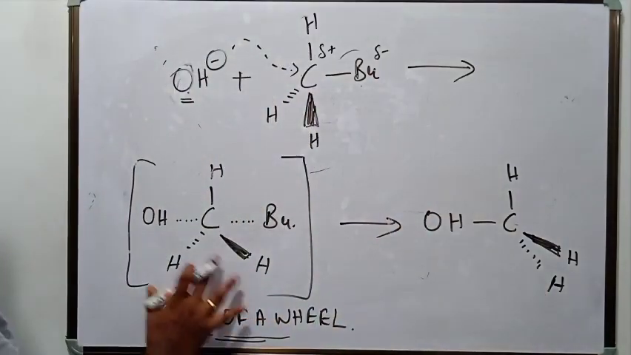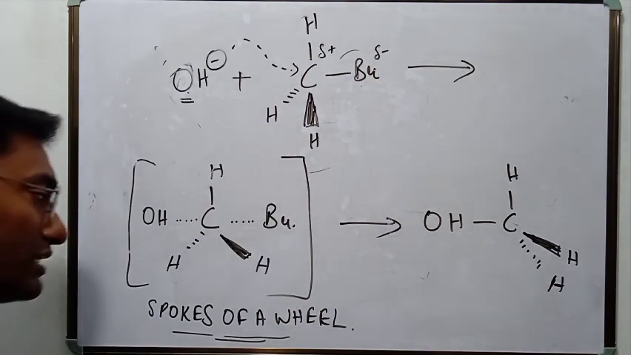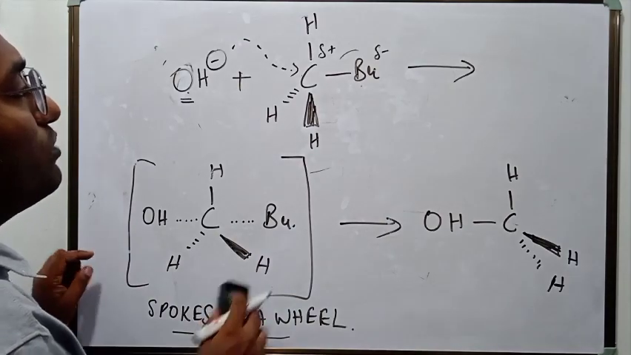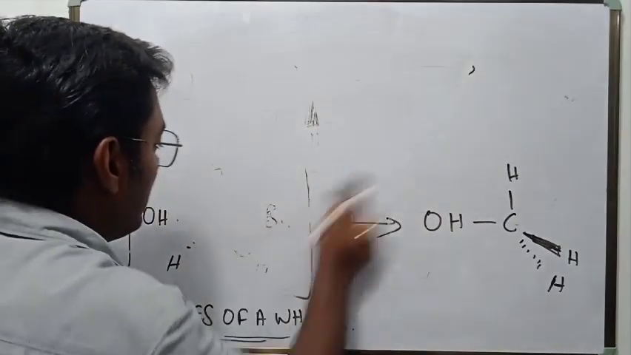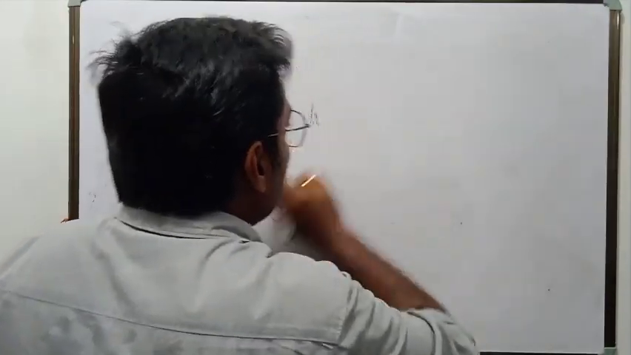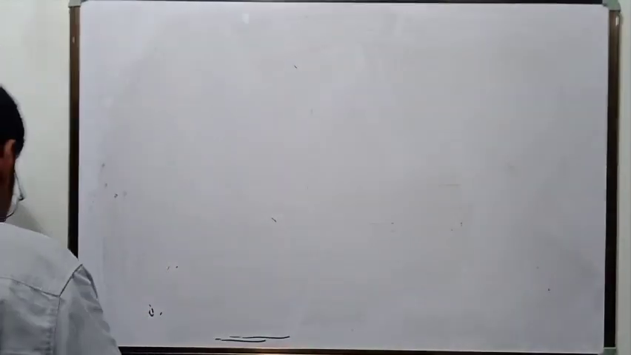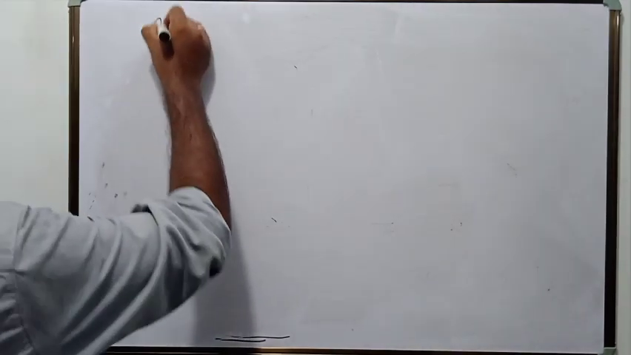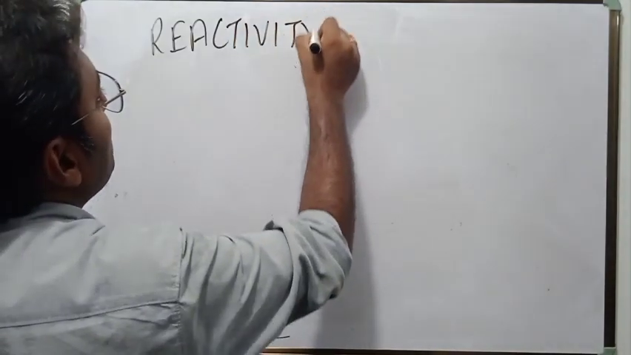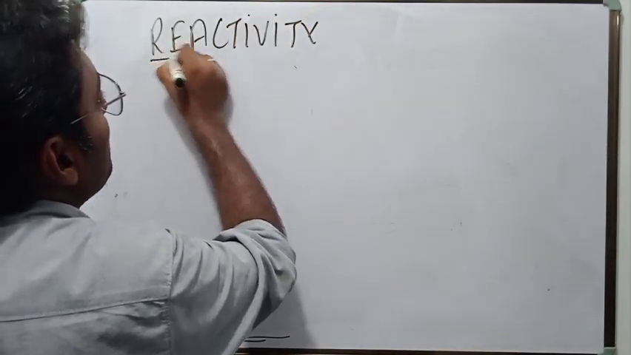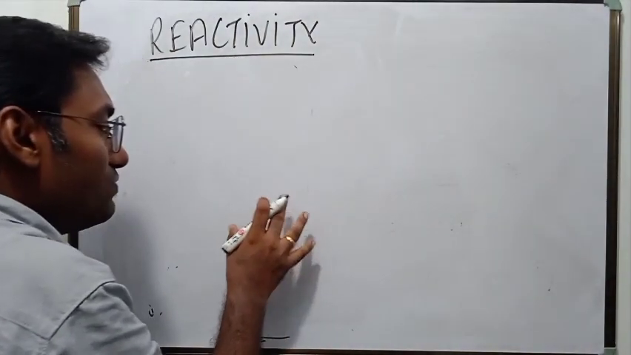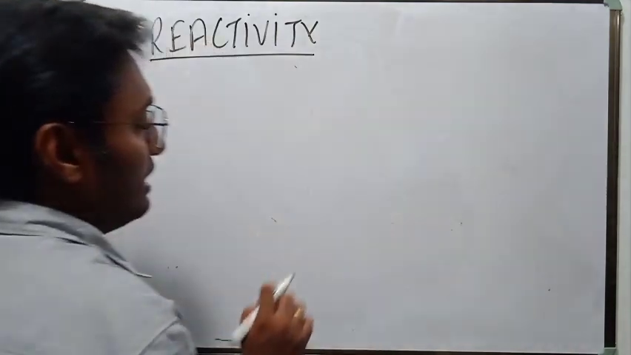Dear students, now we have discussed the reaction, mechanism and orientation. Let us now discuss reactivity. So by reactivity, what do we mean? What we mean is which alkyl halide will react by the SN2 mechanism. We know nucleophilic substitution reaction is shown by alkyl halides. Now we want to know which alkyl halide would react by the SN2 mechanism.